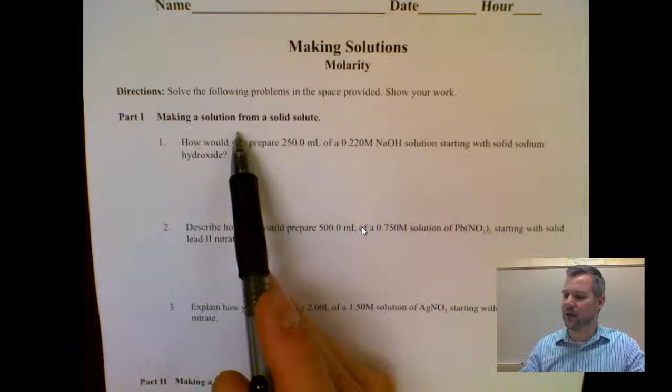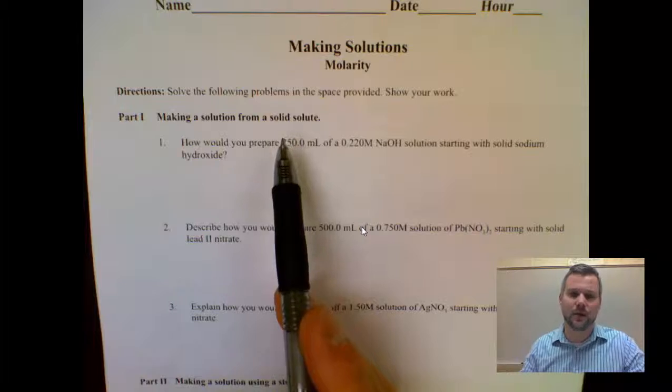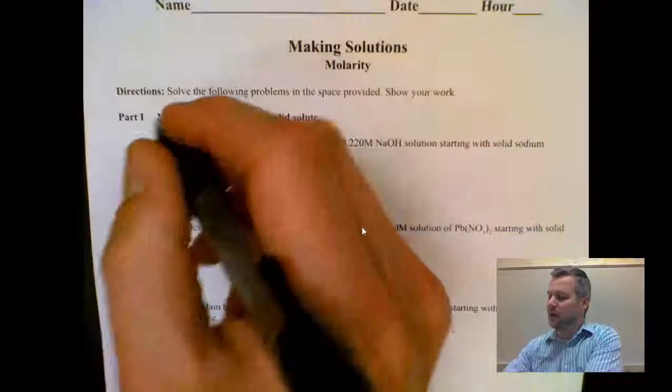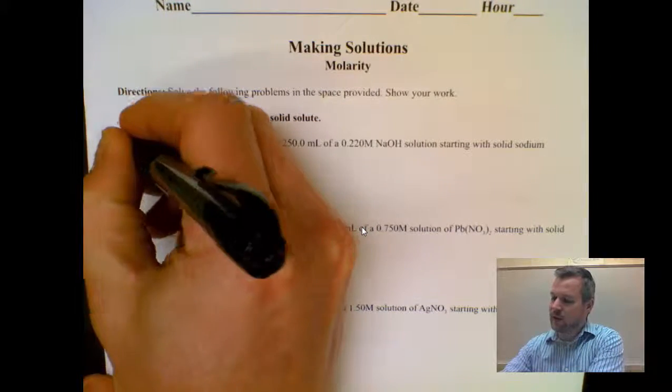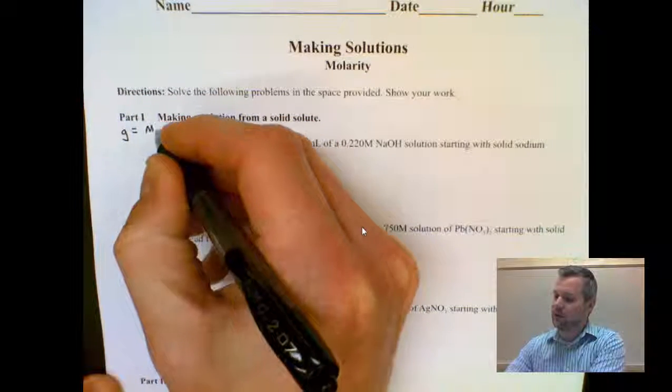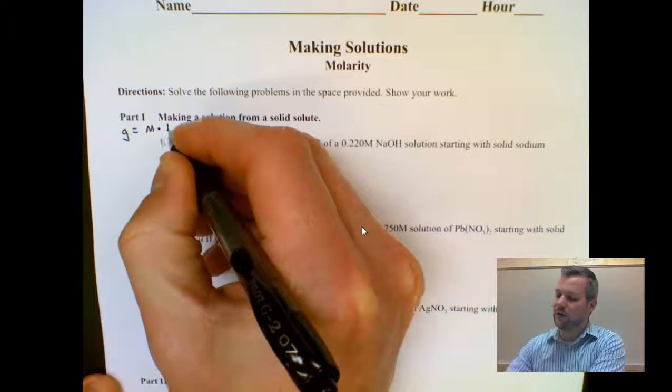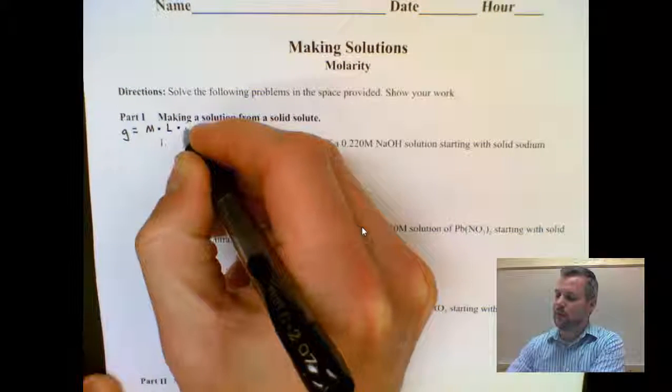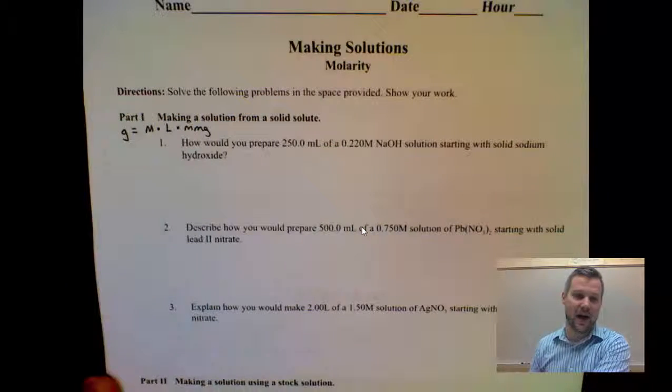Part 1 says making solutions from a solid solute. So we have a formula for that, and that was the amount of solute you need, the number of grams, is equal to the molarity of the solution you're going to make times the volume of that solution that you're going to make times the molar mass in grams of that solute.